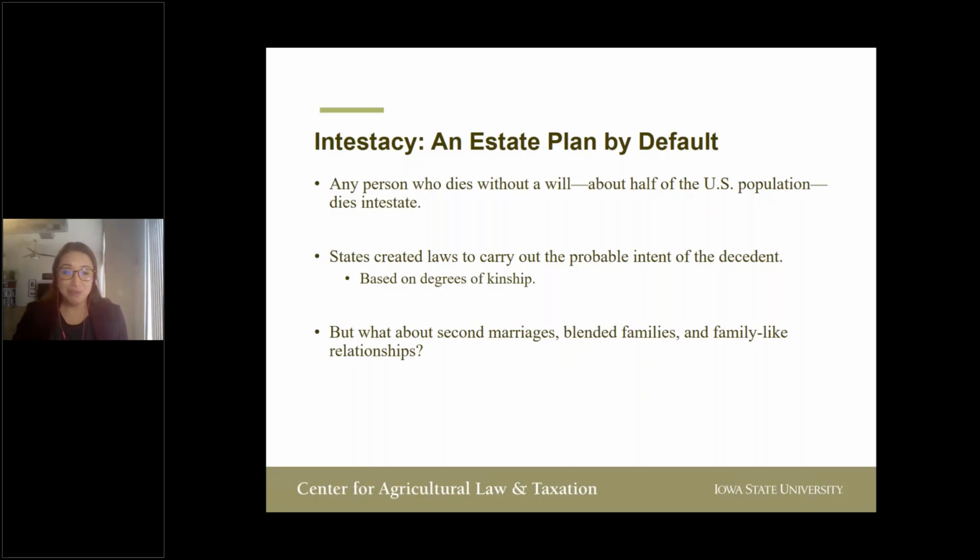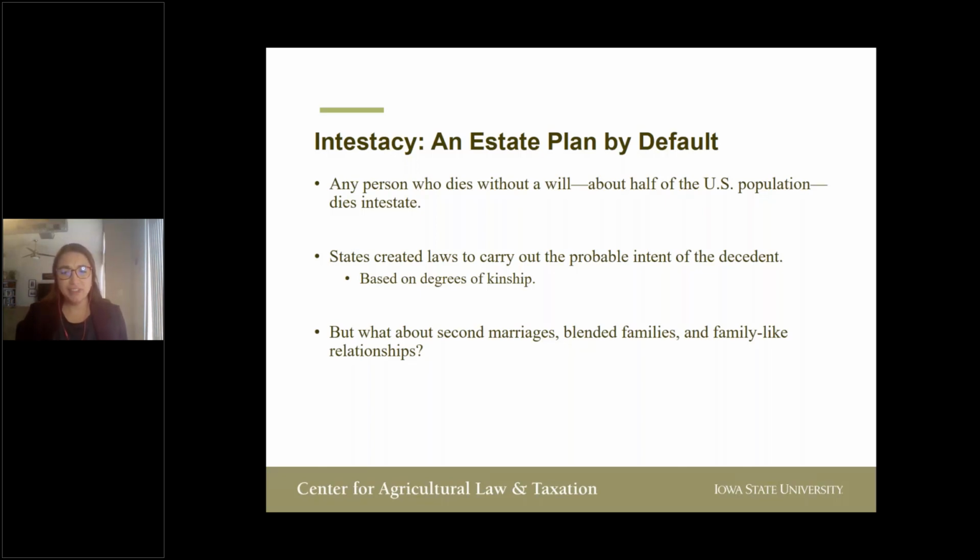Some of you might be thinking, well, is that really that bad? But with intestacy, the state's trying to do the best they can, but it doesn't take into account a lot of common situations that we have today, like second marriages or blended families, where people are very close with their step families and want to include them in their estate plan, or even family-like relationships. We've talked to producers who maybe don't have children or family around, but they're very close with their neighbor, and they have a parent-child-like relationship with them, and they would like to leave everything to them. Intestacy would not take that into account.